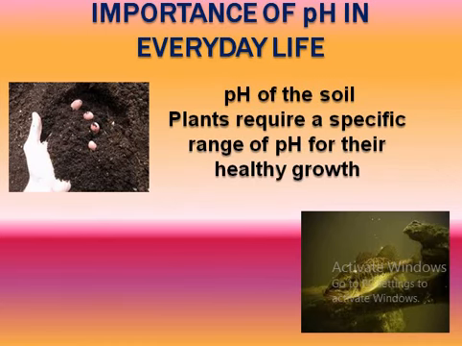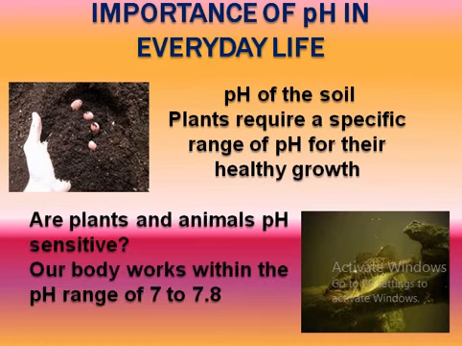Now lastly, we talk about living organisms, which are very sensitive. Our body requirement is a pH of 7 to 7.8. If it is lower, it is acidic. If it is a little higher, it is more basic. Our body cannot survive in these conditions. It becomes very difficult for our body to be immune, so we have to maintain this pH.